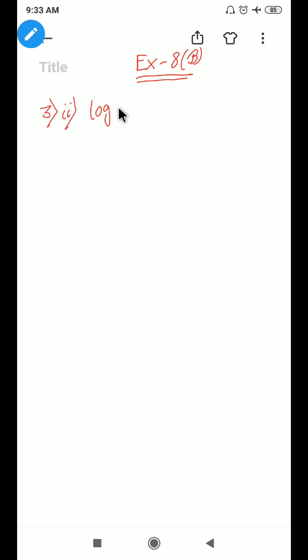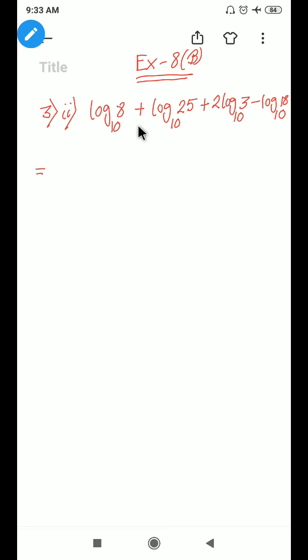log 8 base 10 plus log 25 base 10 plus 2 log 3 base 10 minus log 18 base 10. Here it asks you to evaluate each of the following without using a table. So you have to find out the value of this.